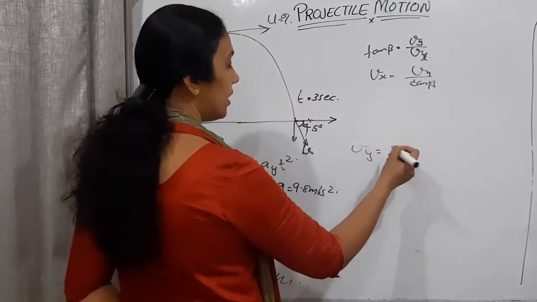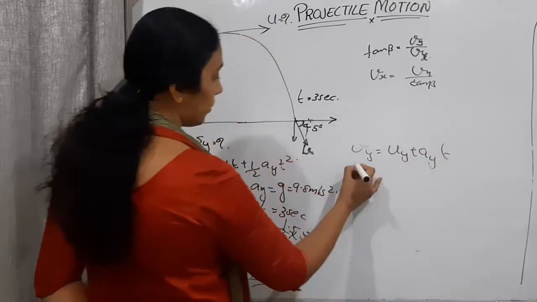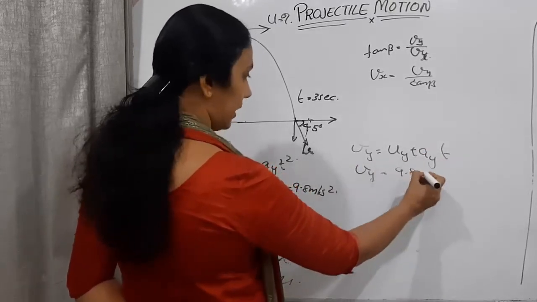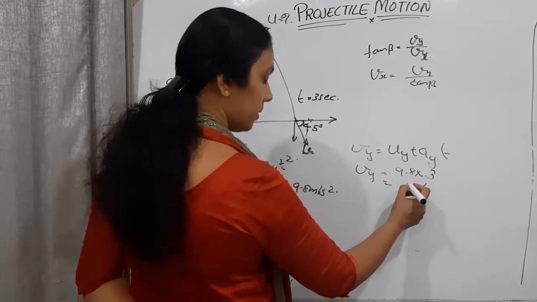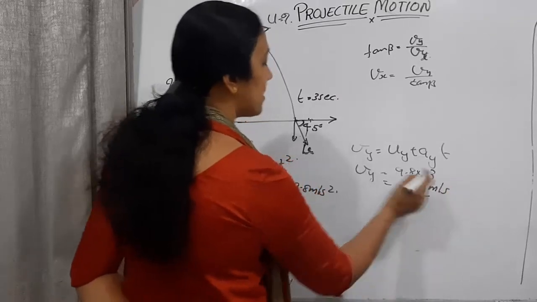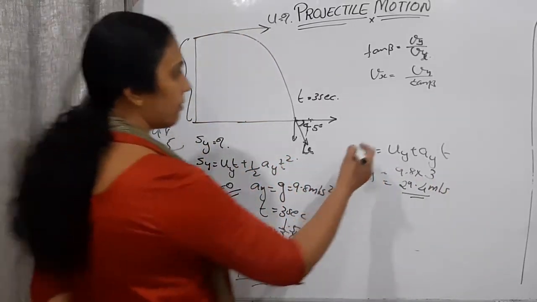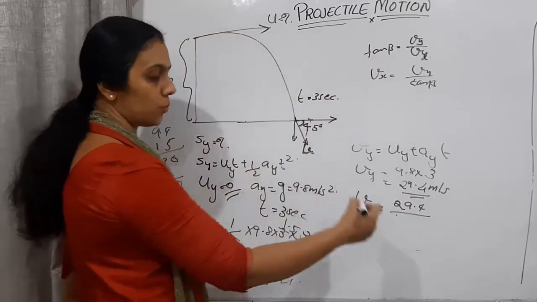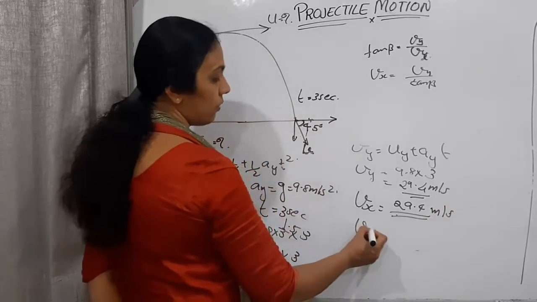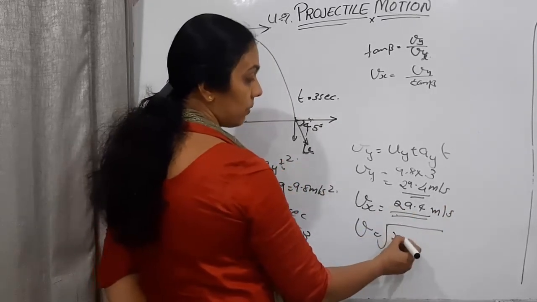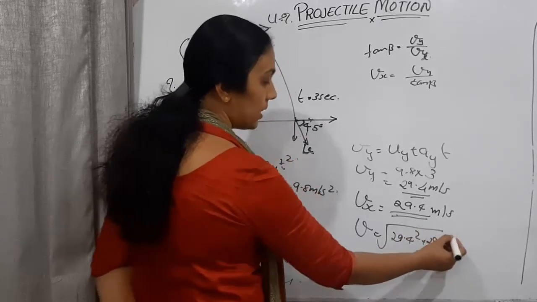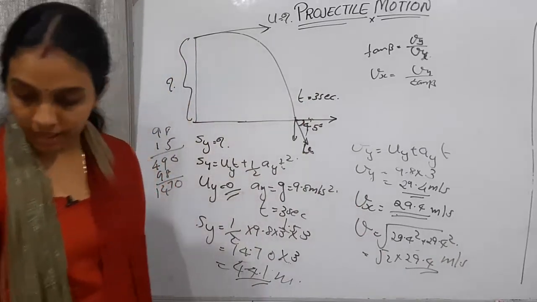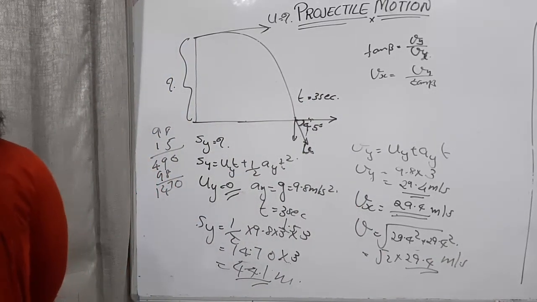Vy equals Uy plus Ay into T, that is V equals U plus AT. Here Uy equals 0, Ay is 9.8, time is 3 seconds. So Vy is 29.4 meter per second. This is the velocity vector along the y-axis. Therefore, Vx equals 29.4 divided by tan 45, which is 1. Therefore, 29.4 meter per second only. The final velocity will be root of Vx square plus Vy square. Both are same. Therefore, as per the previous question, root 2 into 29.4 meter per second.